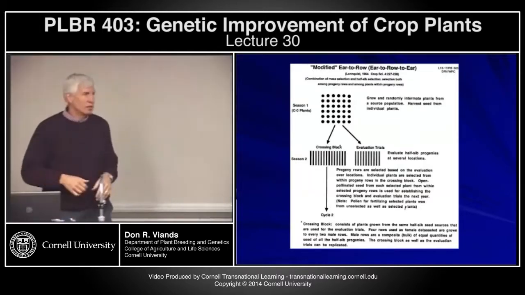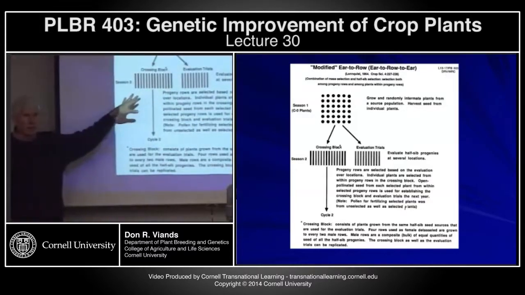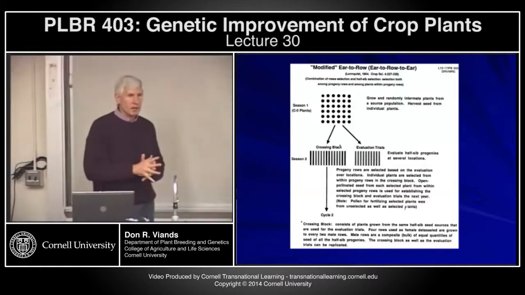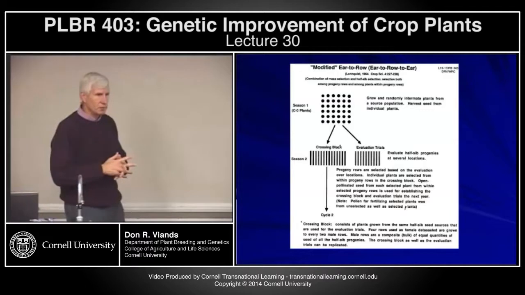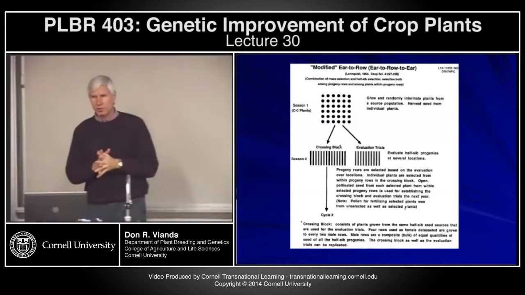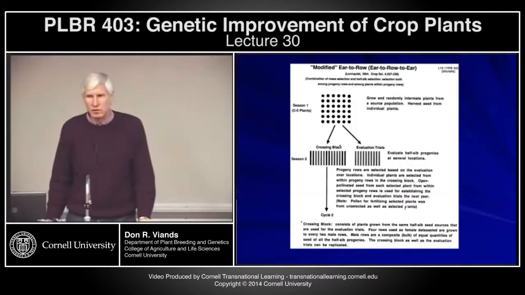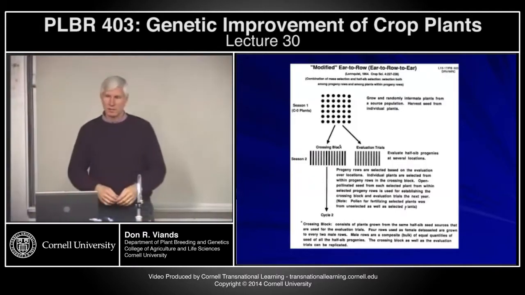Now, Andres, you mentioned whether in this crossing block you only grow out the superior half-sib progenies. A few years later, a couple of authors by the name of Compton and Comstock, I don't know if any of you have ever heard Comstock's name. I'm not even sure he's still alive. He was pretty old when I took a course from him at the University of Minnesota. But back in those days, he was a pretty famous quantitative geneticist.